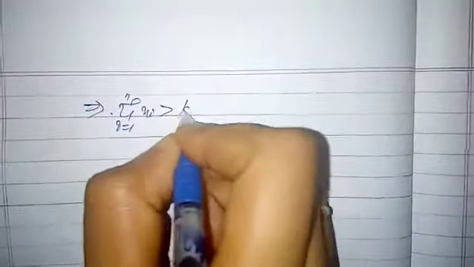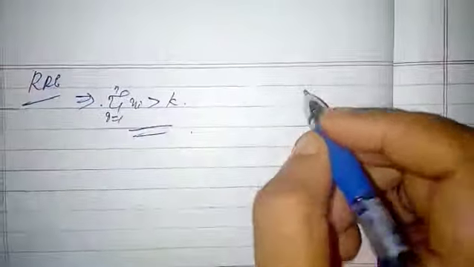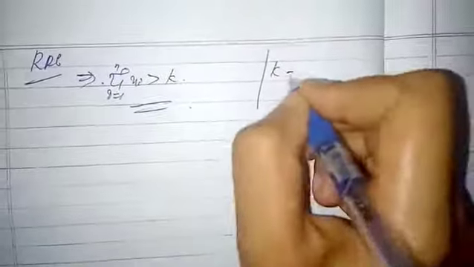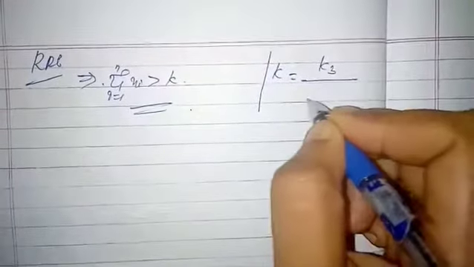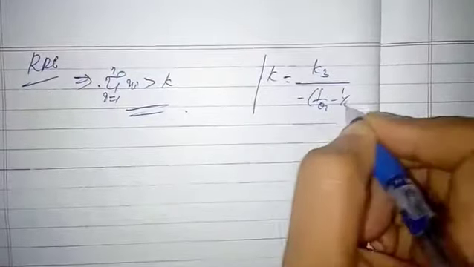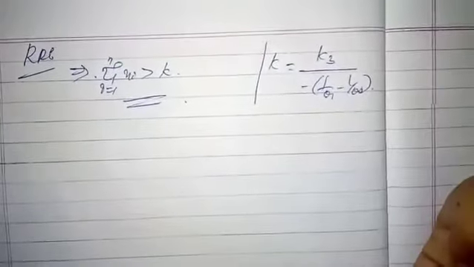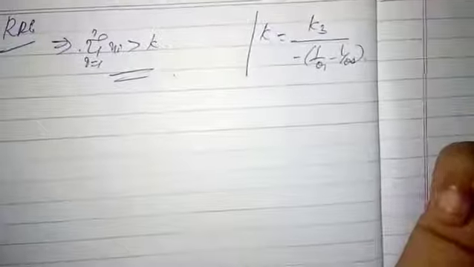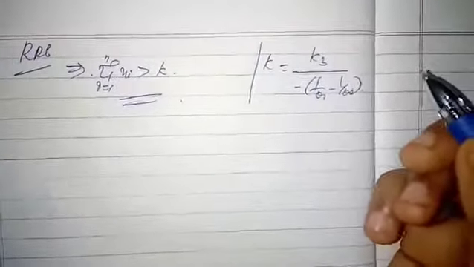Which implies summation i = 1 to n of xi is greater than k, right. That is the rejection region. What is k there? k equals k3 divided by minus 1 by theta 1 minus 1 by theta naught, right. This is the k term. Then here we got the rejection region, right.